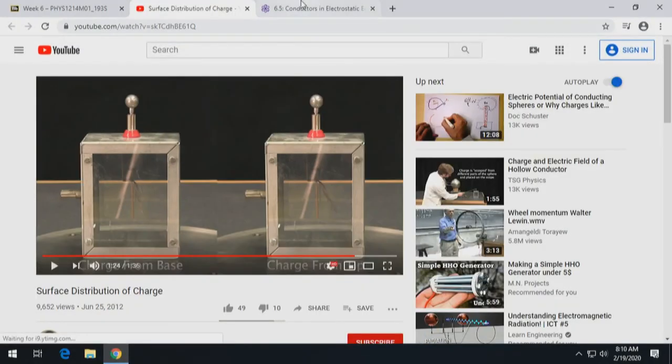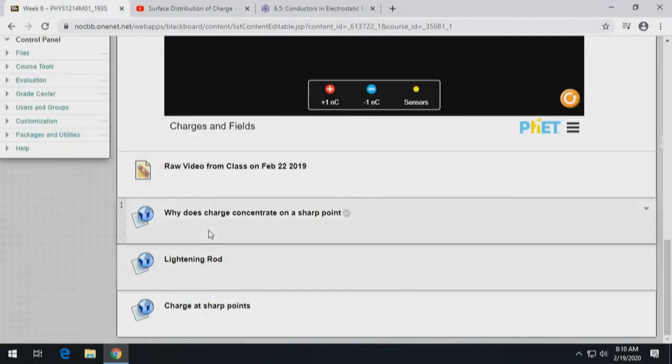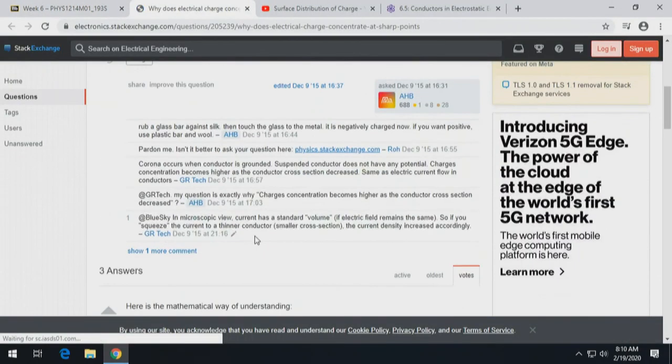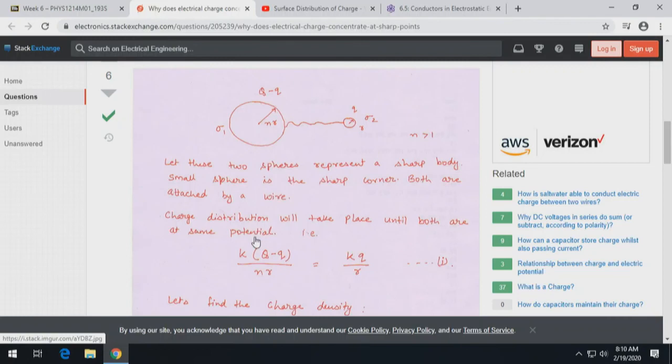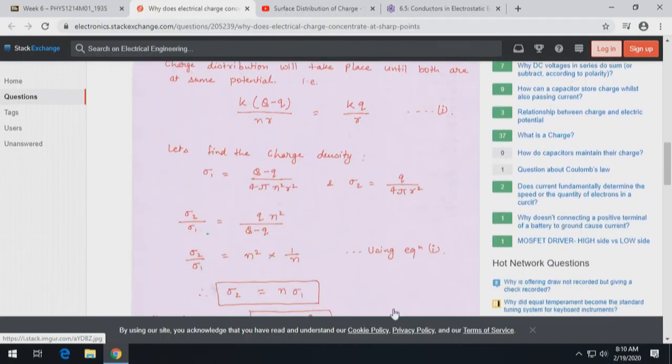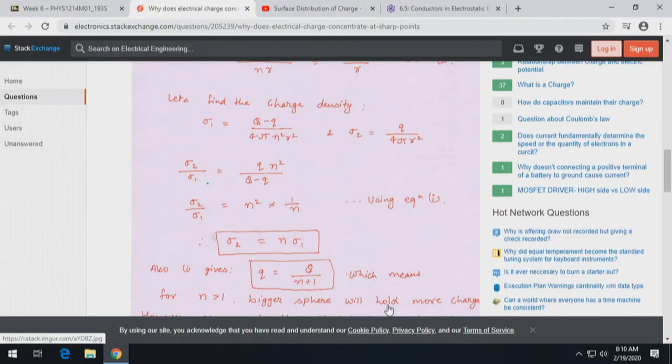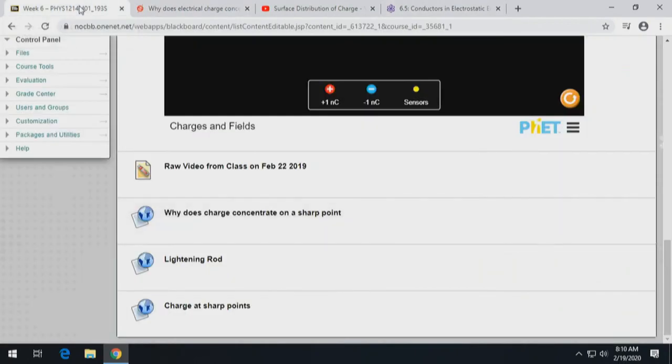While that's counterintuitive, if you go back here, I've got the question: why does the charge concentrate at a sharp point? Here's the mathematical reasoning. Our charge density is just greater at the smaller, more sharply curved end. You can walk through the calculation if you so desire, but we get a higher charge density at the tip than we do at the other end. That's something we didn't talk about initially. Your book goes into it with more discussion, but I got that for you here.